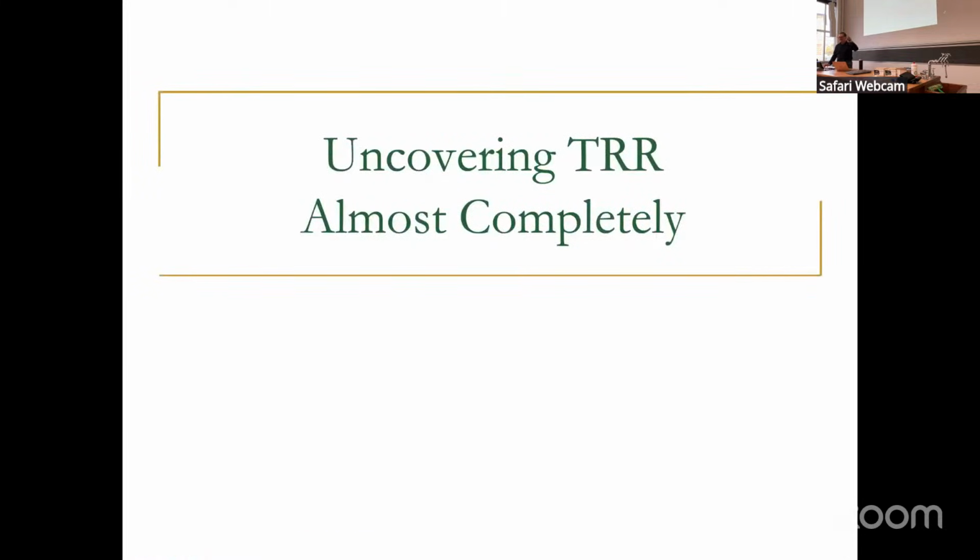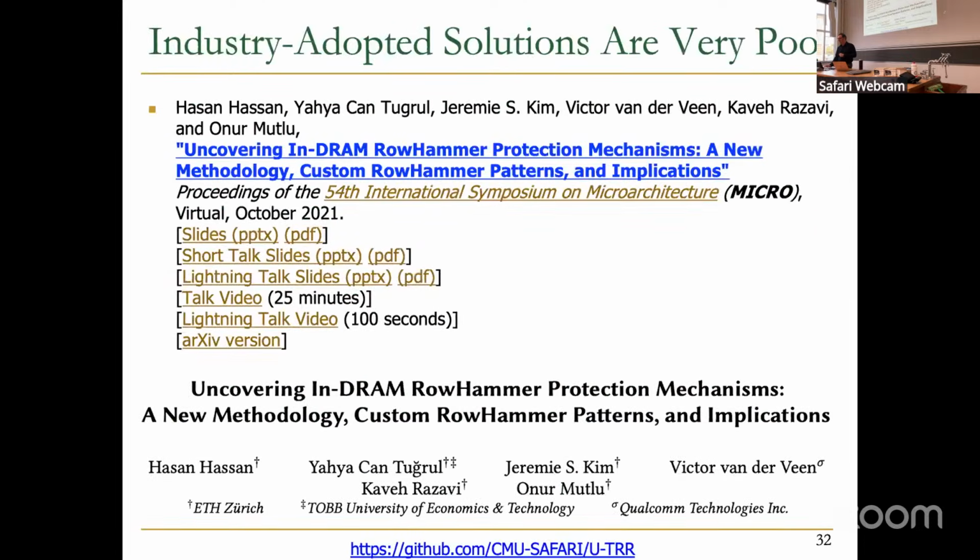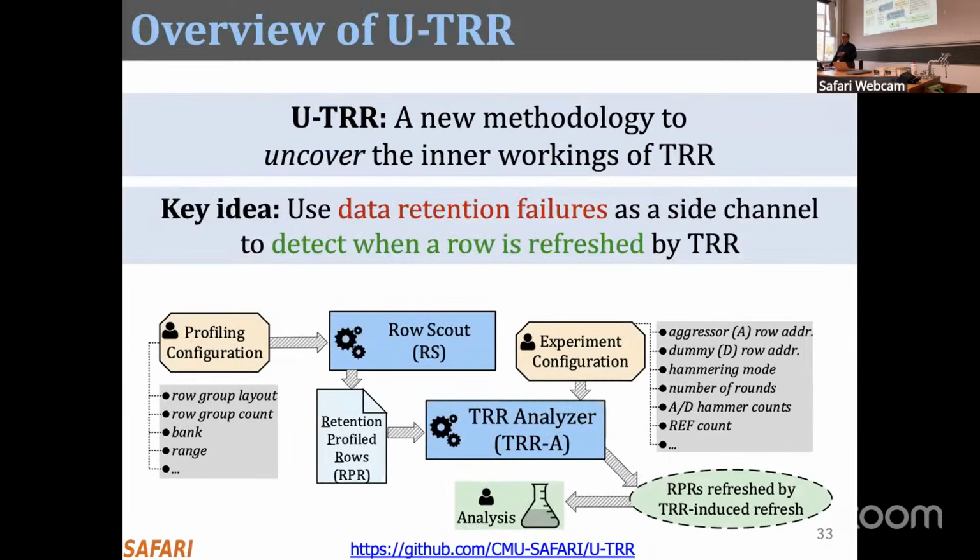Okay, we're still discussing what happened in the last lecture, but it's good to, I think, discuss that before we move on. And the last thing we discussed in the last lecture was uncovering target row refresh, which is the umbrella name of the solutions that are proposed by industry. That it's basically very poor. You can actually reverse engineer almost all of it if you actually spend some time on it. And if you actually have even more time, you can reverse engineer even more.